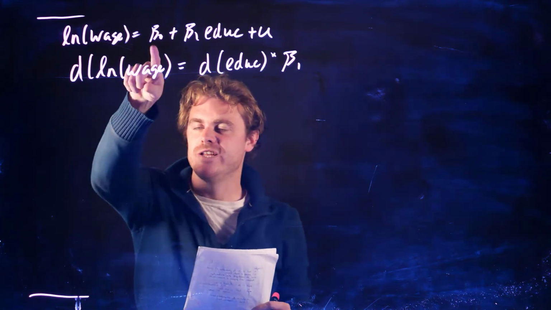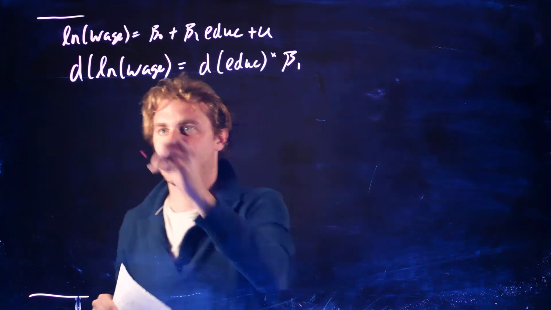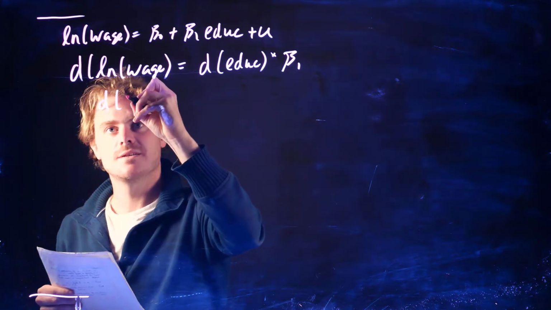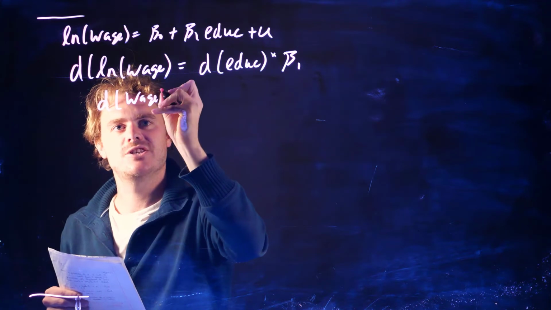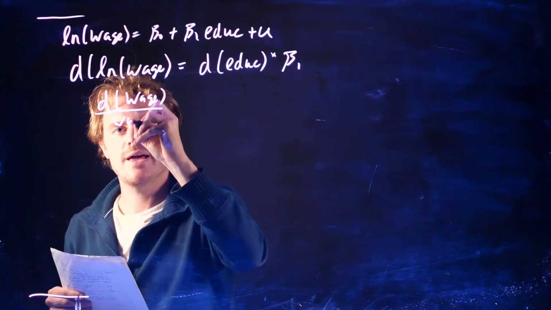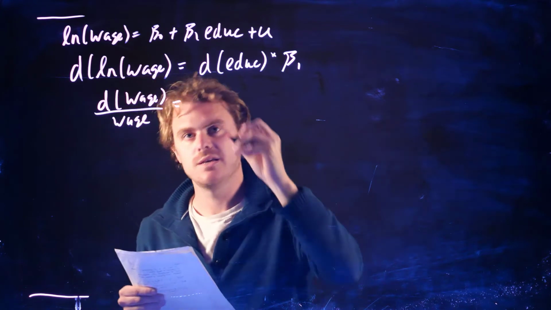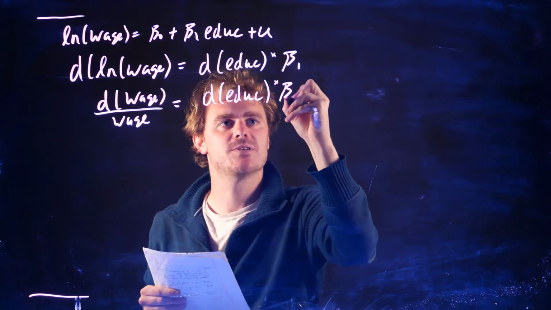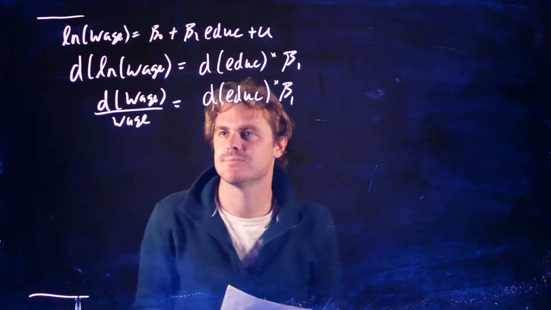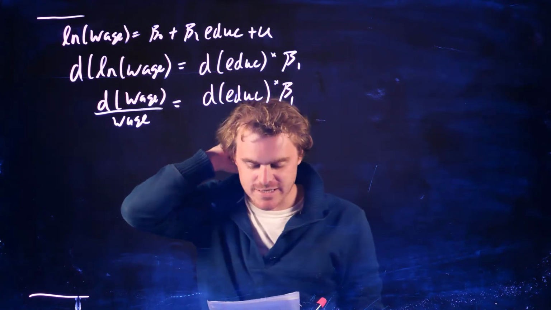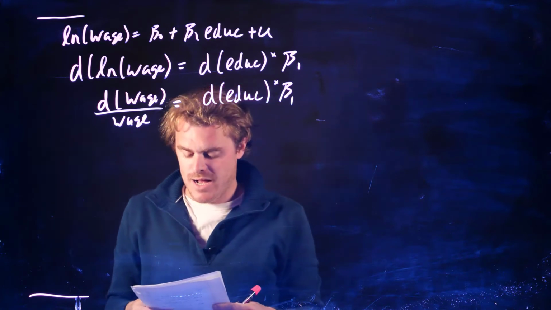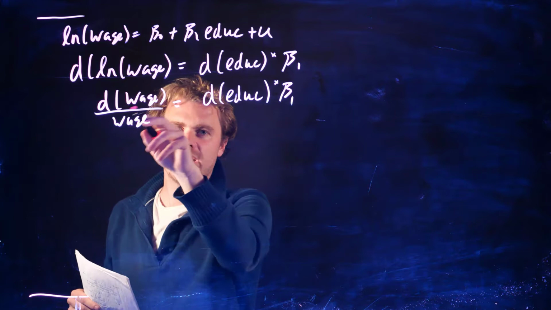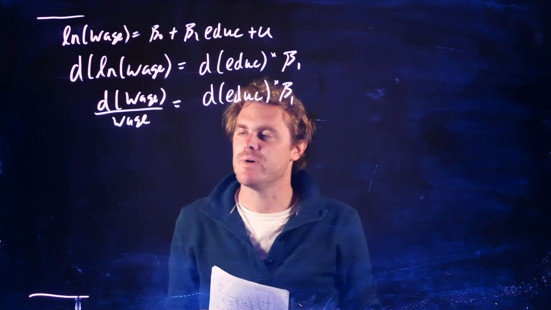But we know this change in the log of wage, if we remember from first year calculus, that's just the change in wage over the wage, equals, and we'll just leave this other side the same as it was before. And then this is the change in wage over wage. Well, that starts to look like something we might know about, right?